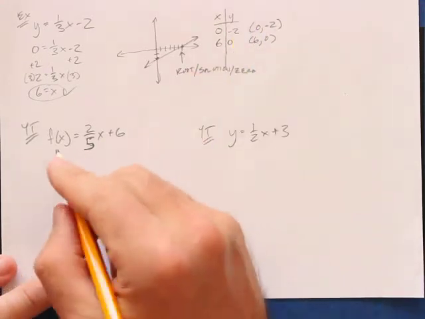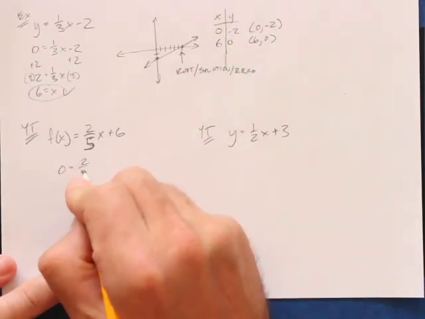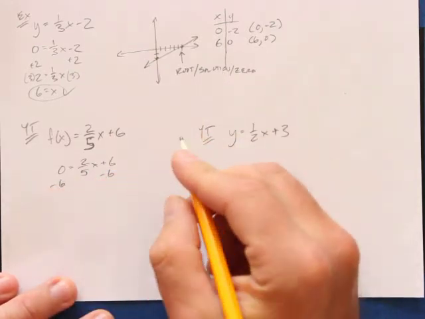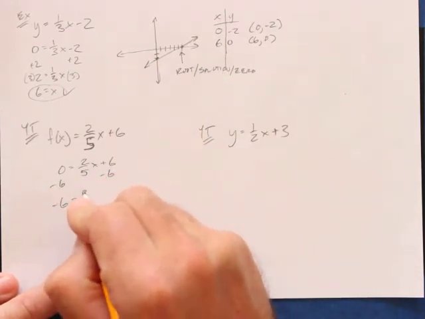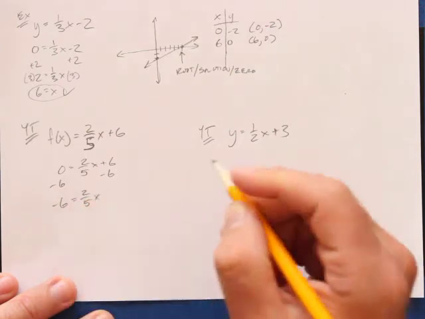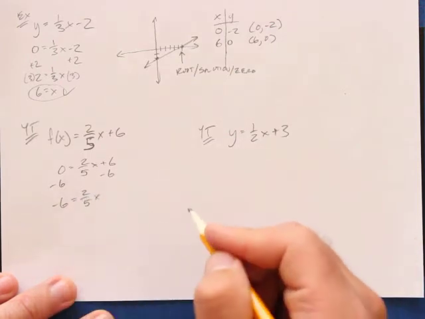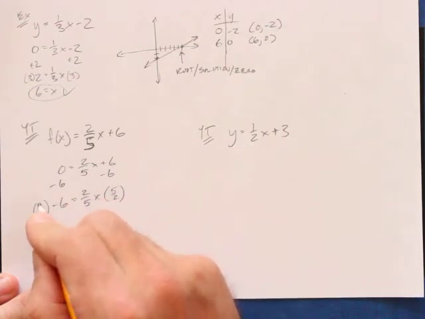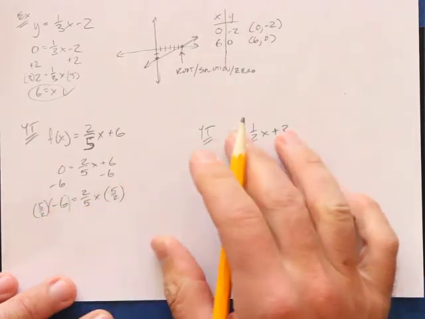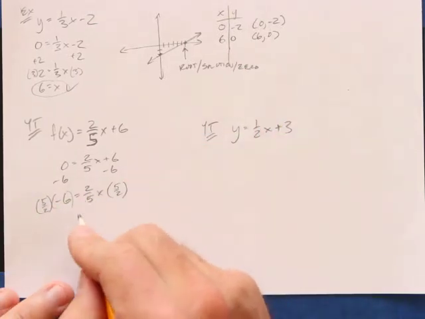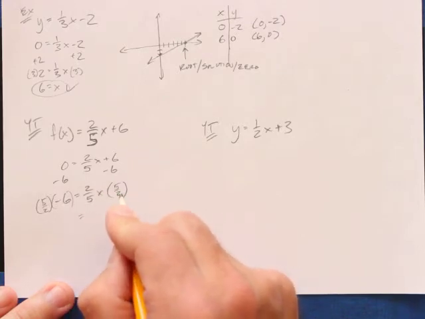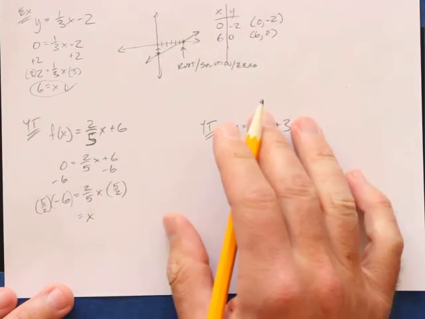Okay, welcome back. All right, so I'm going to say 0 equals 2/5 x plus 6. Subtract 6 from both sides. Then I've got negative 6 equals 2/5 x. Now, in order to get that 2/5 to be 1x, I need to multiply by the reciprocal, multiply by 5 over 2. So 5 times 2 is 10, 5 times 2 is 10, 10 divided by 10 is 1, so I have x over here on this side.